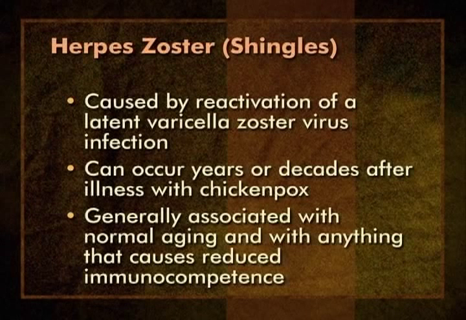Herpes zoster, or shingles, is caused by a reactivation of a latent varicella zoster virus infection. This can occur years or even decades after illness with chickenpox. It is generally associated with normal aging and with anything that causes reduced immunocompetence, such as immunosuppressive drugs, cancer, or infections like HIV. It can occur in healthy children and younger persons, but this is less common. More than half of the cases occur in persons 60 years and older.